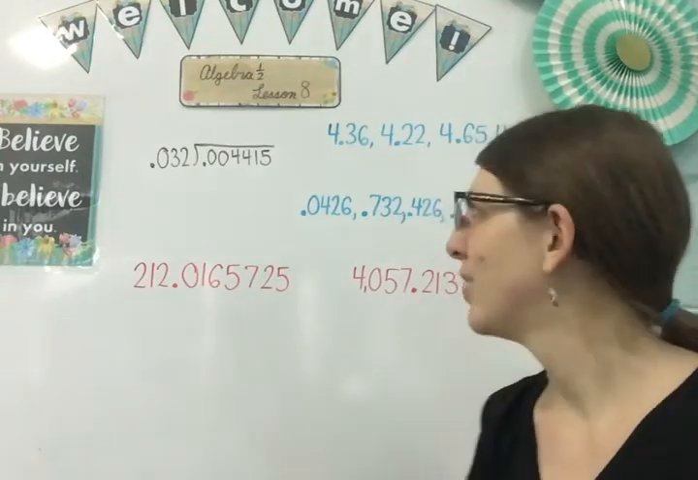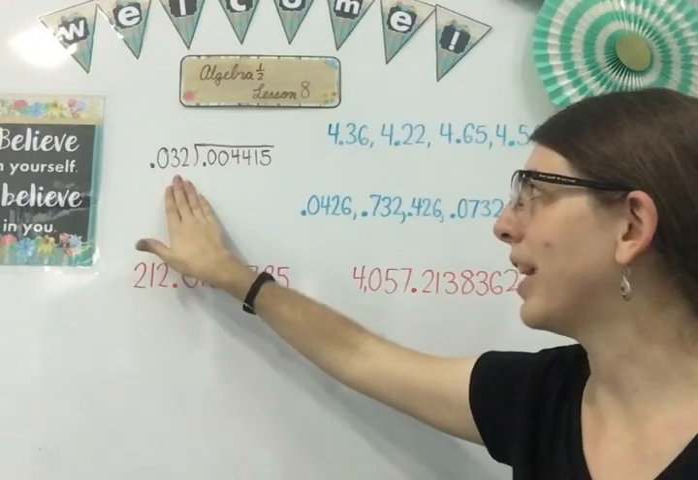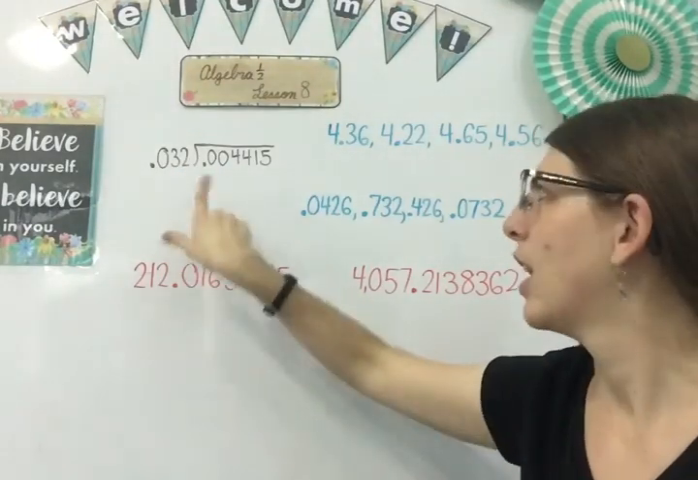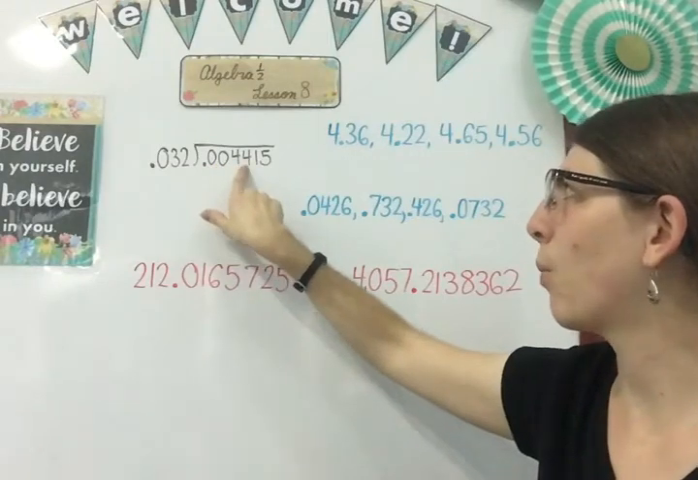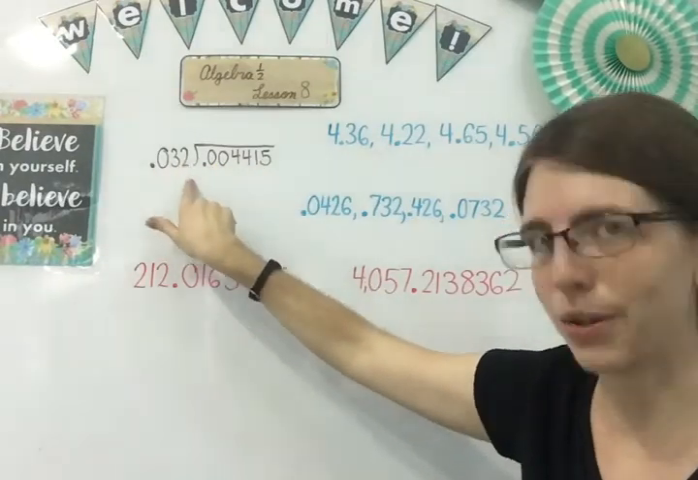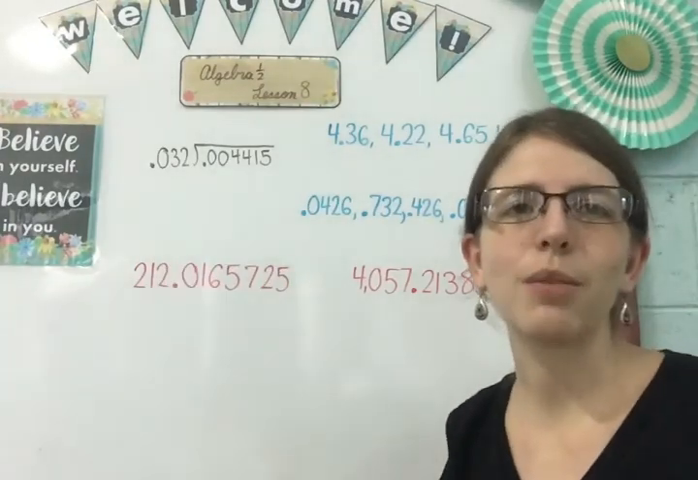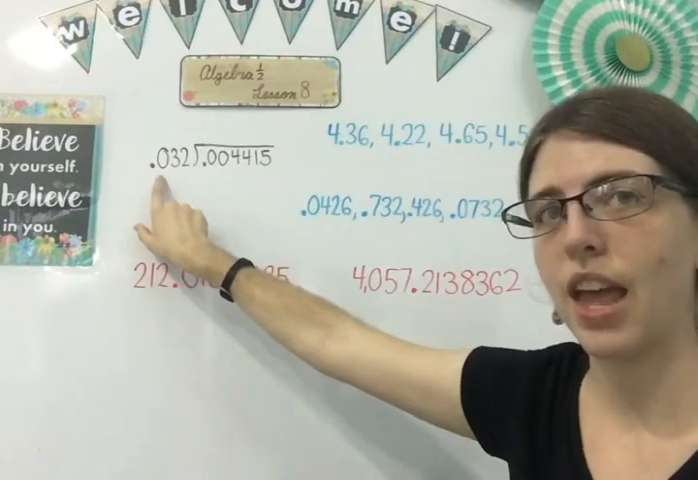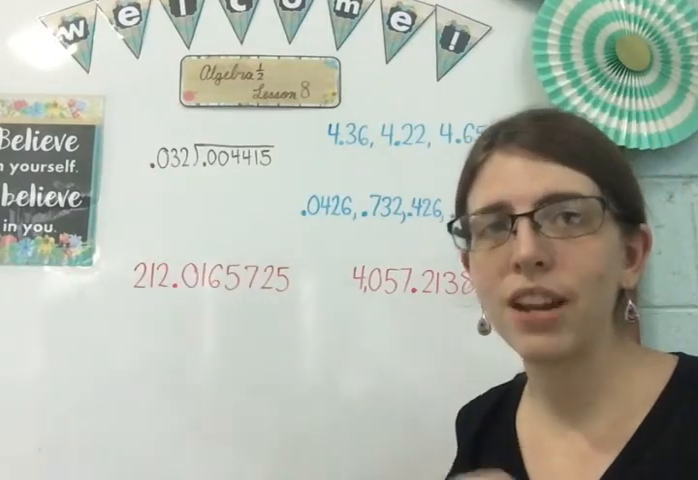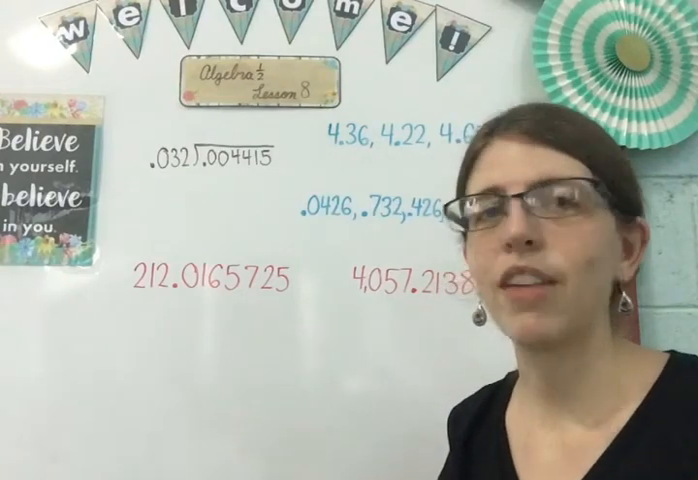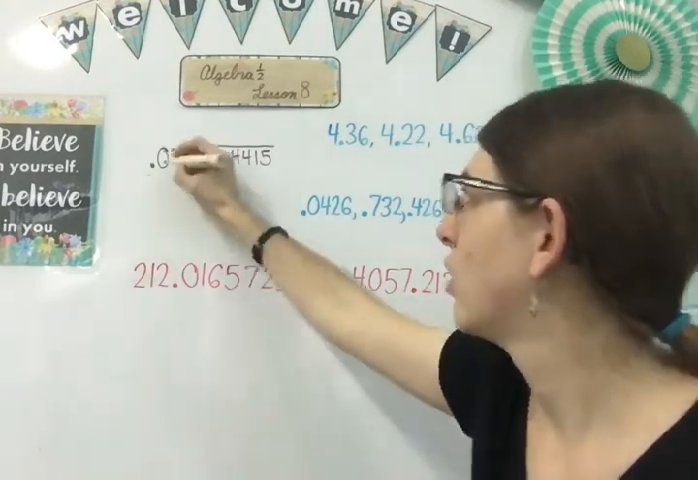Okay, so here I have 0.004415 divided by 0.032. When you are dividing with decimals, if you have a decimal here in your divisor, then you have to get rid of that decimal. You can't divide until you've gotten rid of it. So I get rid of that decimal just by moving it to the back.